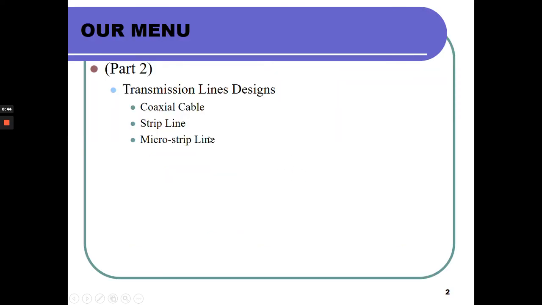where we will learn about the coaxial line cable design, strip line design, and the microstrip line design, how we're going to do it. Okay, so without further delay, we will move on to the coaxial cable first.